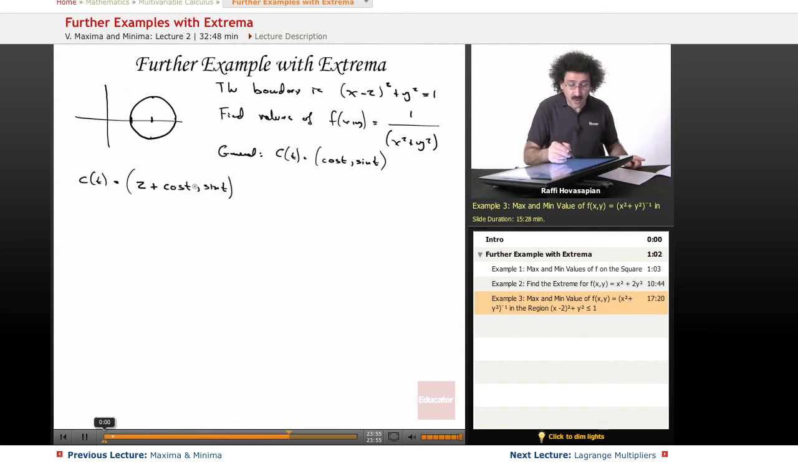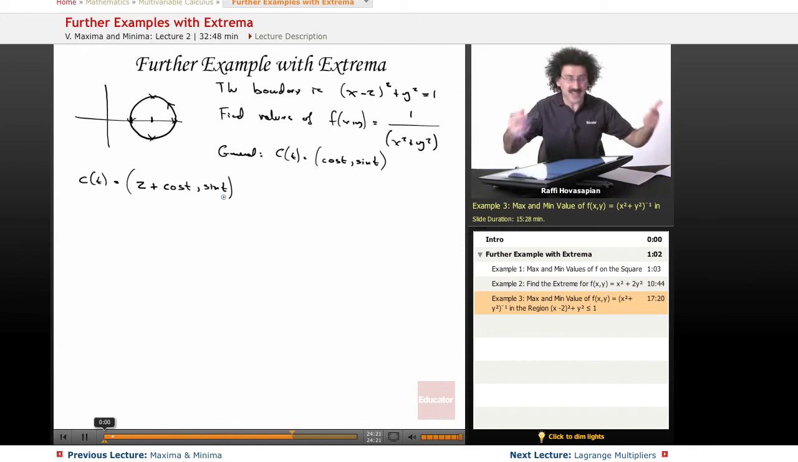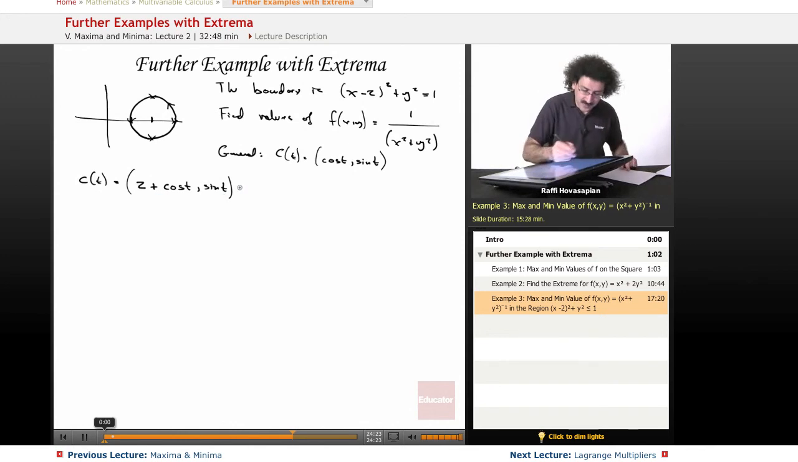If you were to put 0, pi over 2, 3 pi over 2, and 2 pi into t, you'll get this point, this point, this point, and this point. That is your parameterization moving in that direction. So this is a parameterization of this function. All I've done is taken an implicit function and I've expressed it parametrically. Okay, now I can actually form f of c of t. That's what's going on here. So c of t is this. This is f. I'm going to form f of c of t.